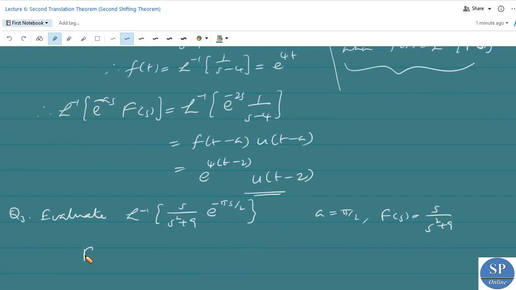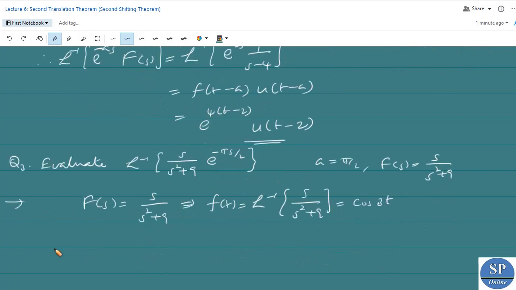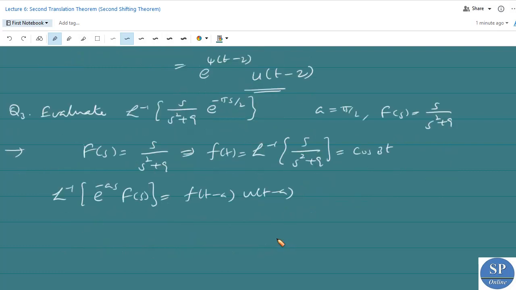So we have F of s is equal to s by s square plus 9, which implies f of t equal to L inverse of this F of s, that is s by s square plus 9, which is equal to cos 3t. Therefore, we have L inverse of e power minus as into F of s is equal to f of t minus a into u of t minus a. Therefore, we have L inverse of e power minus pi by 2 s into F of s, which is s by s square plus 9. This is what we need to find.